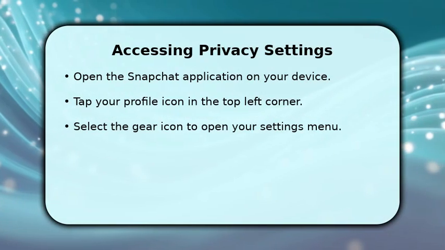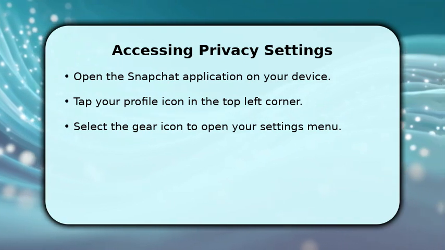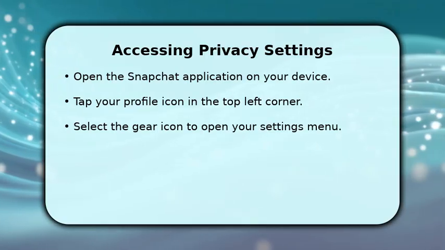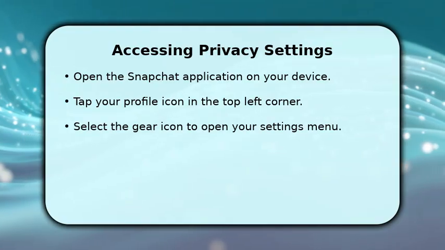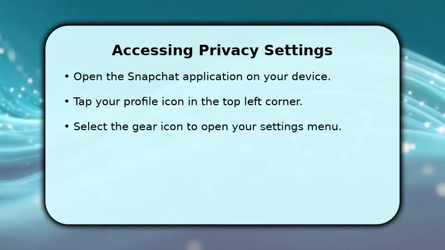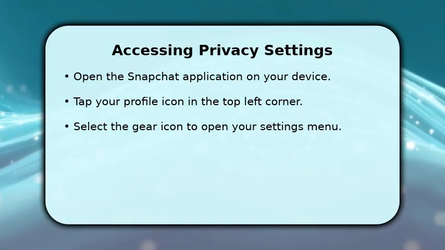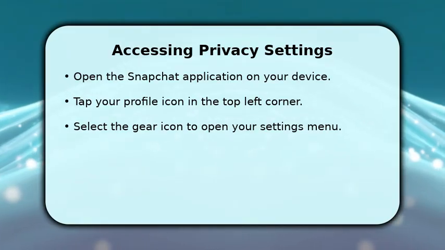To begin, open the Snapchat app on your mobile device. Once it's loaded, you'll want to tap on your profile icon, which is usually a small circle located in the top left corner of your screen. This will take you to your profile page. From there, look for the gear icon, typically in the top right corner, and tap it to access your settings menu. This is where all your privacy controls reside.